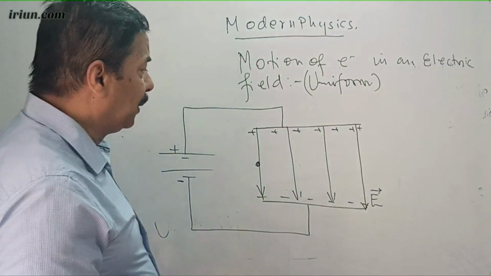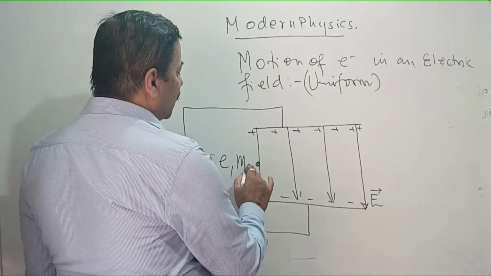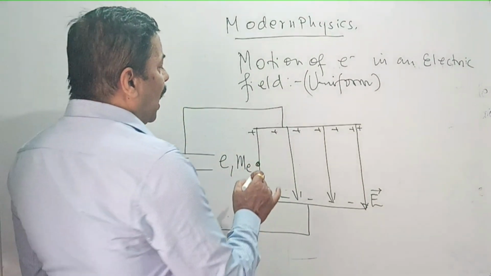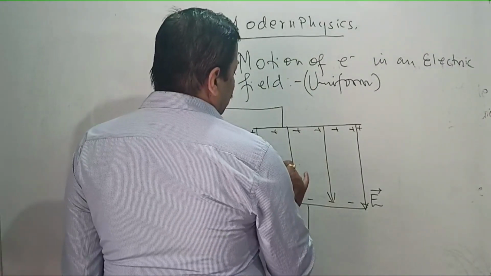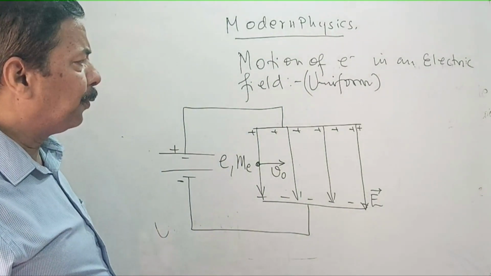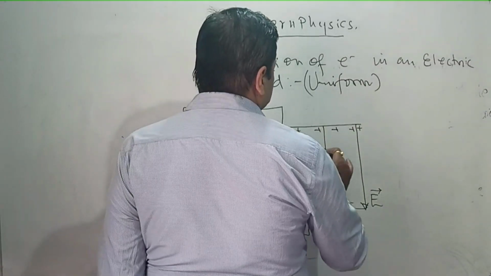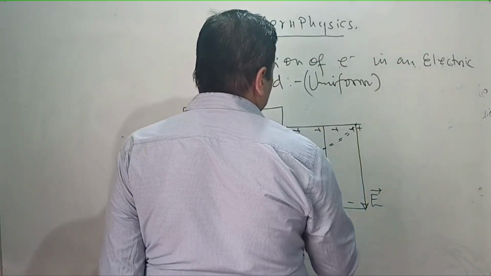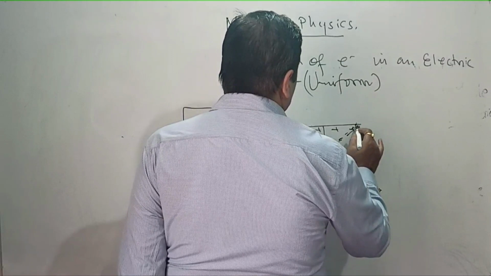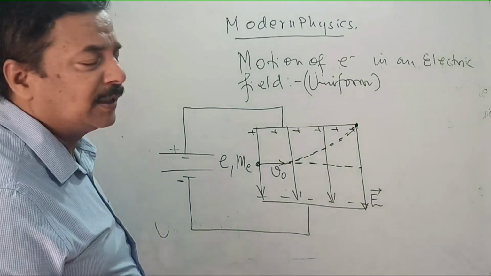Here the electron is being projected. Suppose e is the charge on the electron and m_e is the mass of the electron, and the initial velocity of projection along the x-axis is v0. As the force will act on the electron, the electron will take this parabolic path. This is the parabolic path that the electron is taking here inside the electric field.